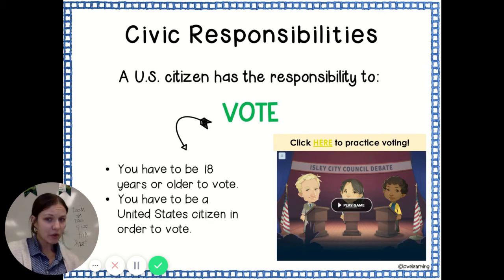And then you also have to be a United States citizen in order to vote. So like I was saying earlier, if someone moved from England to the United States and they were just visiting, they couldn't register to vote in our country for the upcoming presidential election. They would have to apply to be a United States citizen.